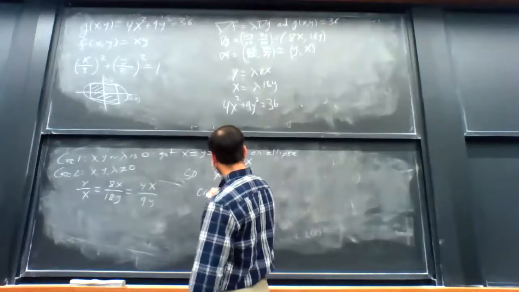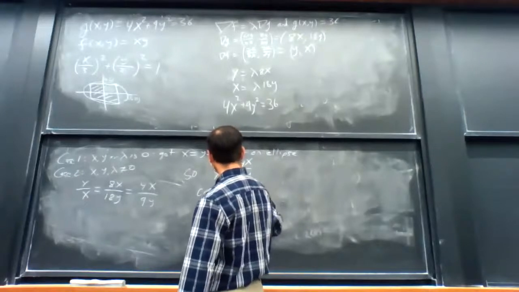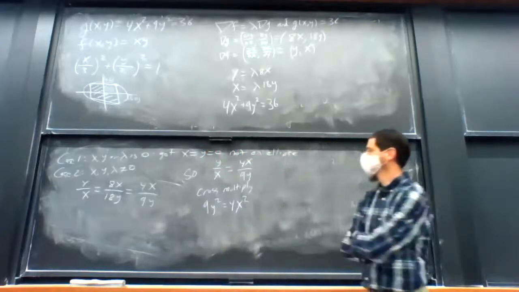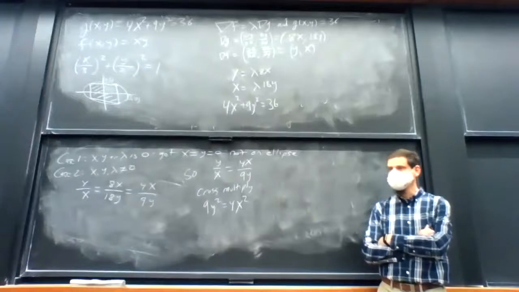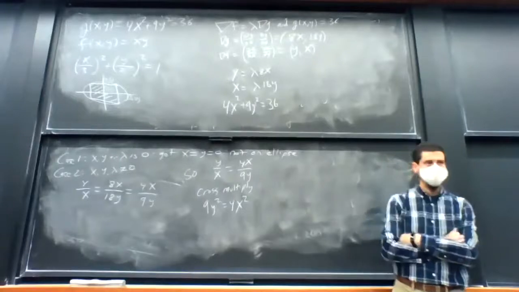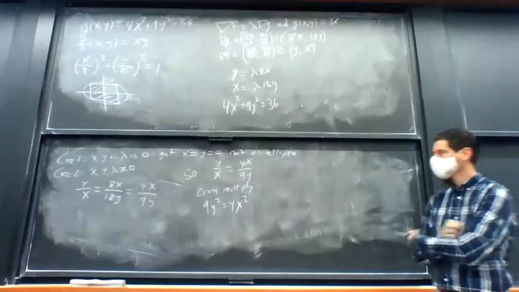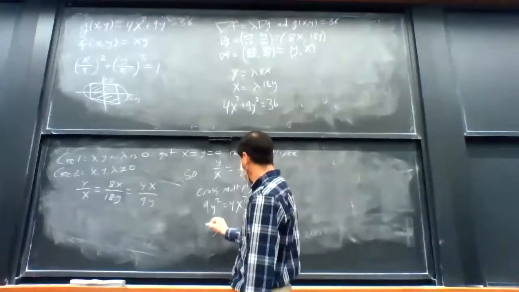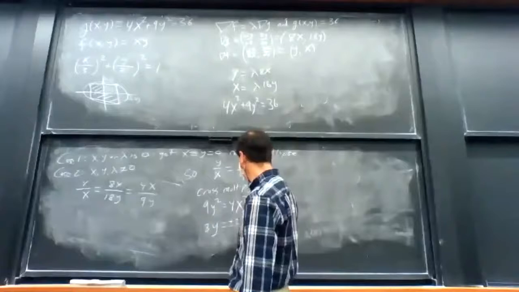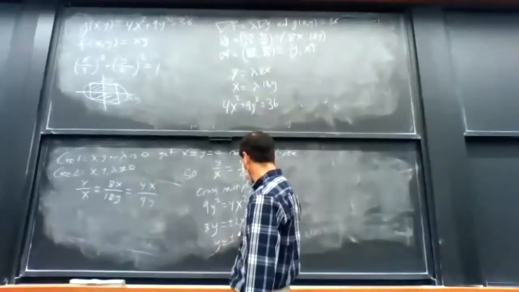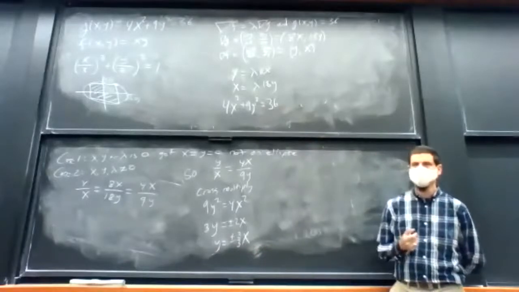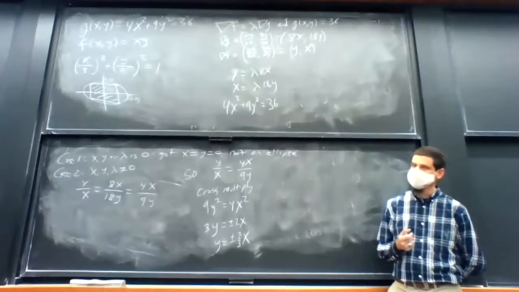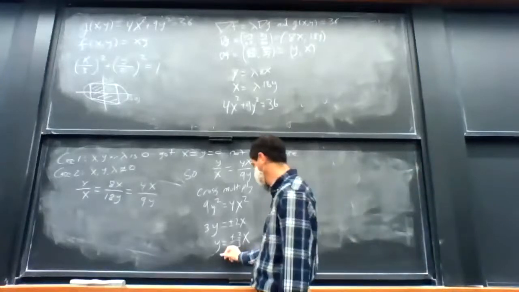And now you'll get 9y squared is 4x squared. We could solve for y in terms of x, right? So we get 3y equals plus or minus 2x. So y is going to be plus or minus 2/3 x. And so if we're assuming x and y in the upper right quadrant, then we would get y equals 2/3 x.